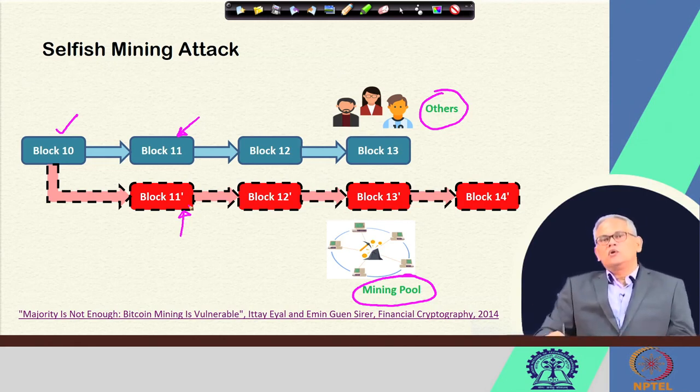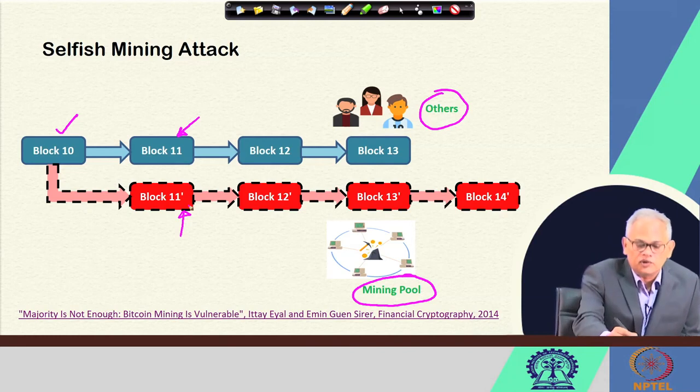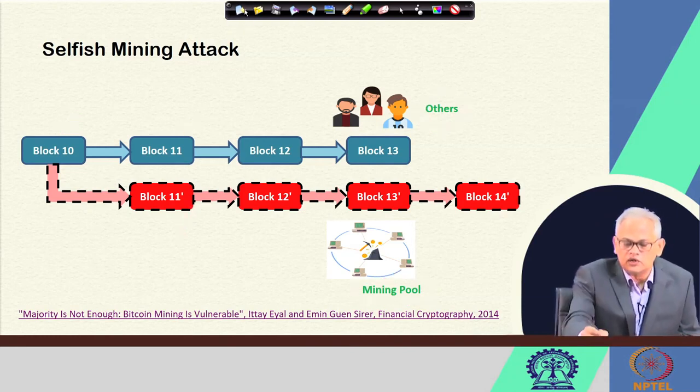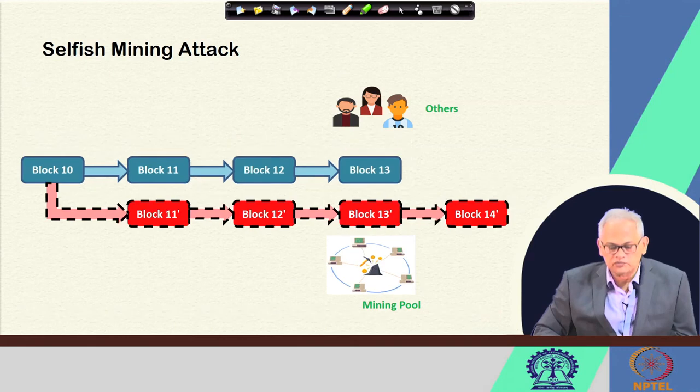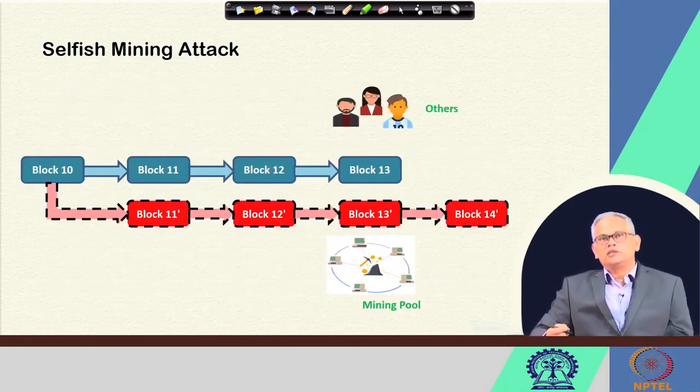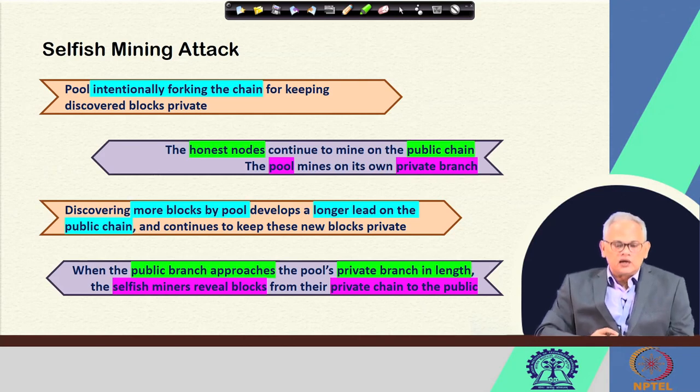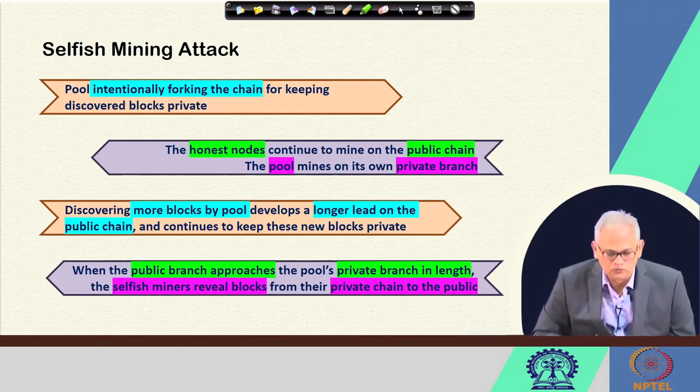So, this one will now become the longest chain, and as a result this will supersede what was created by the honest users. So, that is what we will see in the very next slide: in a selfish mining attack, once the blocks have been generated and then published by these attackers, this will become the longest chain. So, what is the attacker going to do?